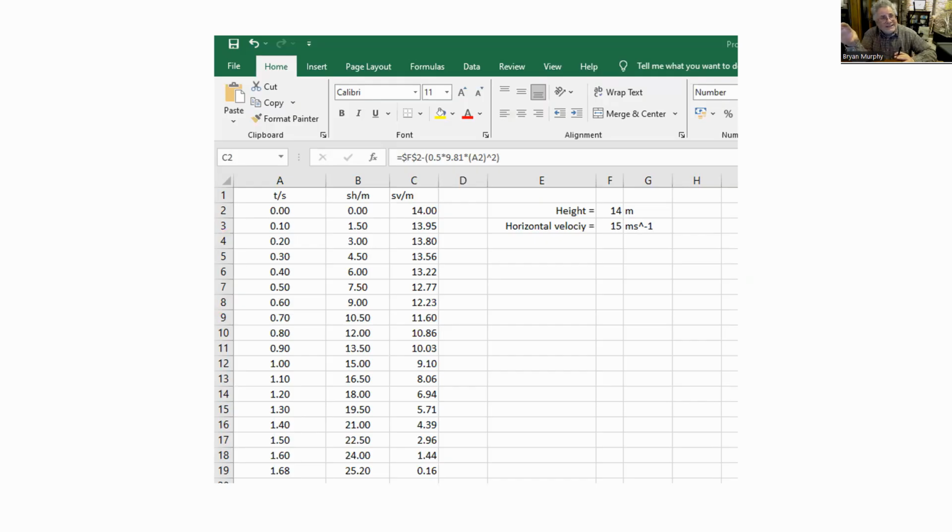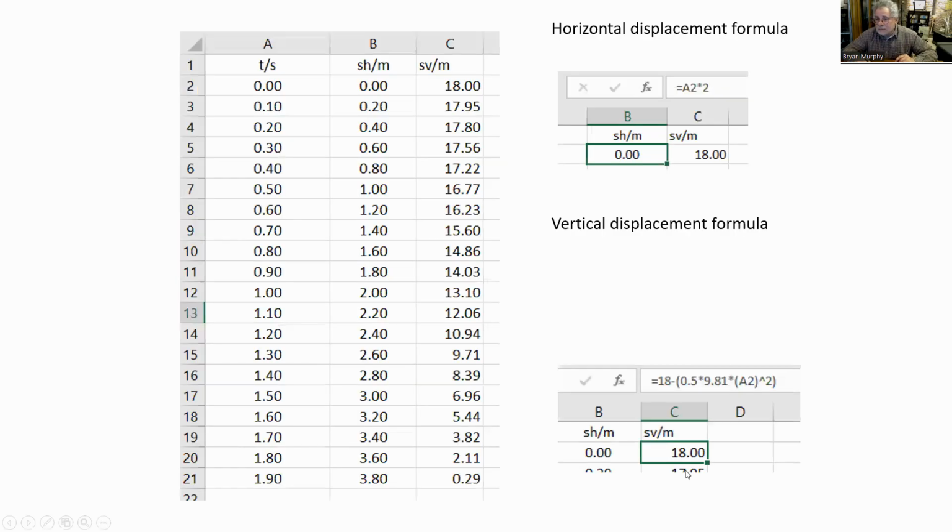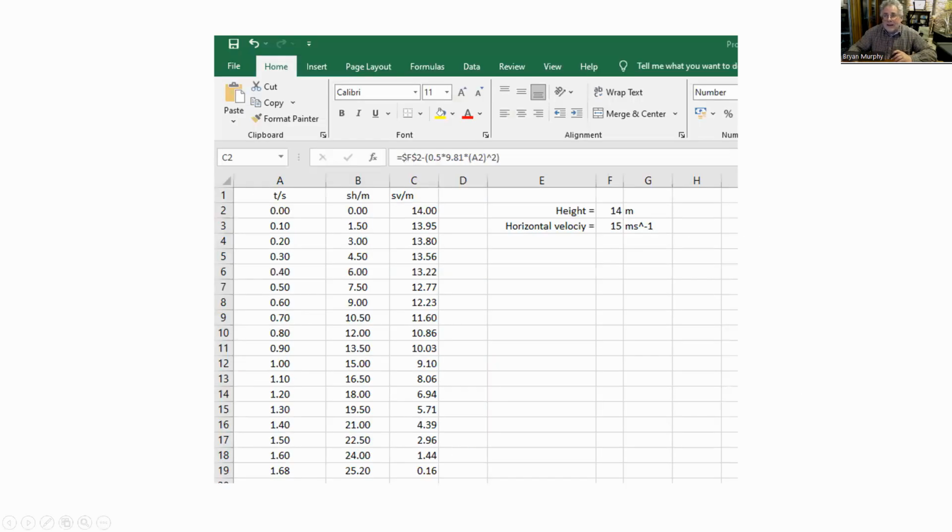This is quite a simple-ish one that I wrote. It mimics what we just saw. I'm going to go back to the right slide like that. I'm going to just set my variables. So what I've got is a ball being projected from a height of 14 meters at an initial horizontal velocity of 15 meters per second. That's what I've got.